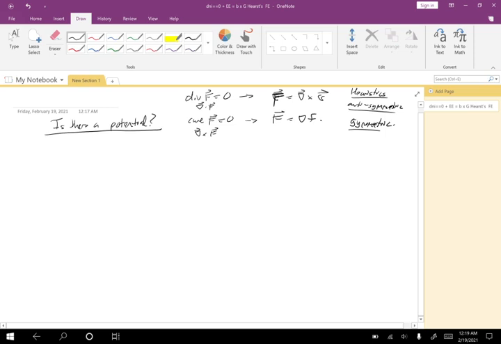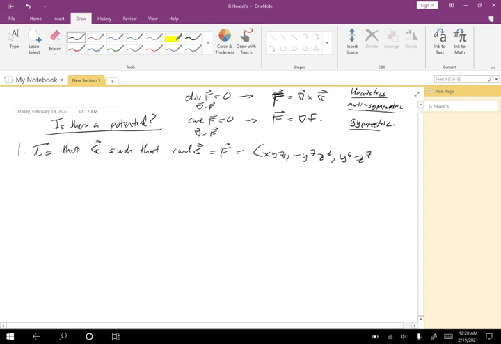So let's do a couple of examples. Is there a G such that the curl of G is this vector field? x, y, z, minus y to the 7th, z to the 6th, and y to the 6th, z to the 7th. So there's a couple of things here. Let's look at our heuristics.